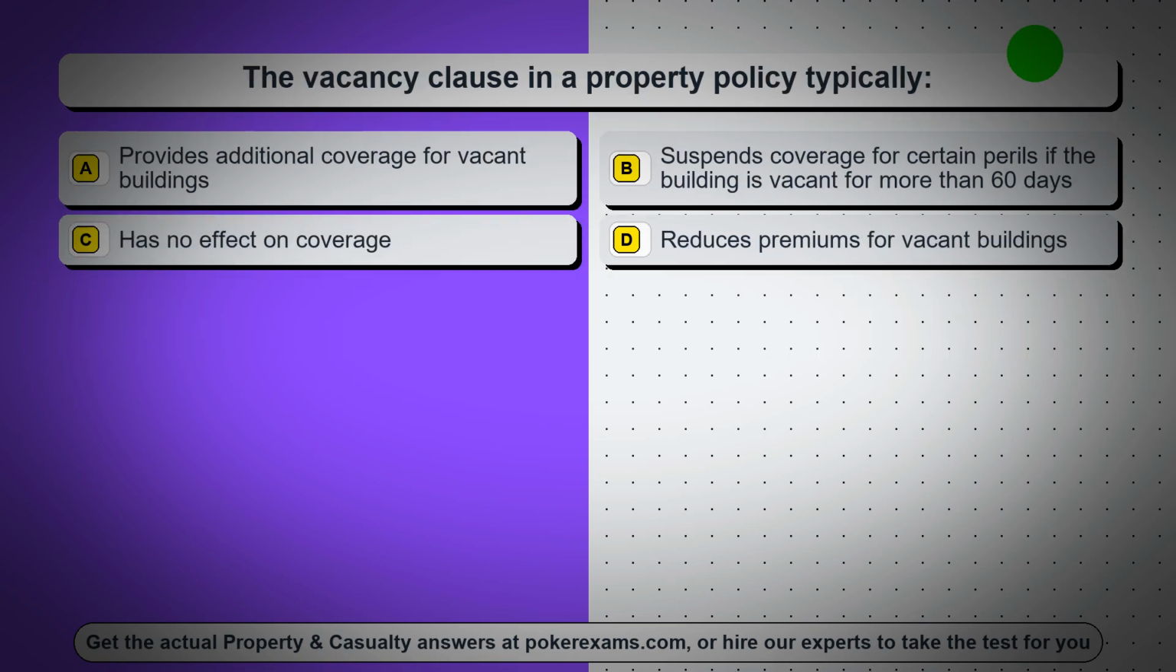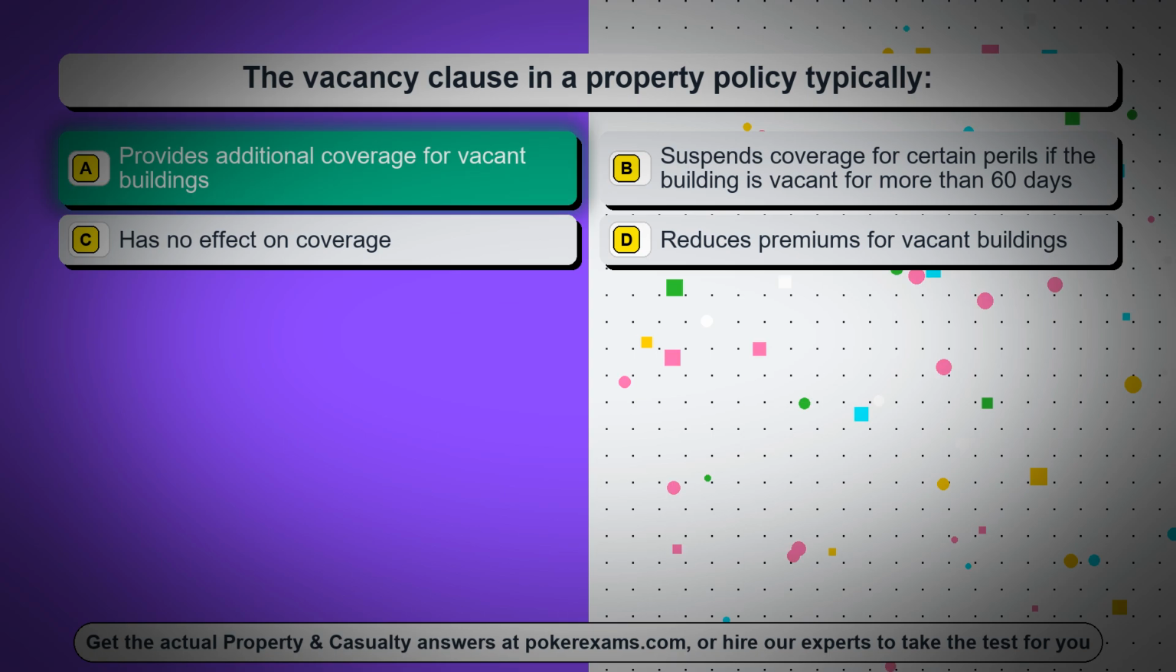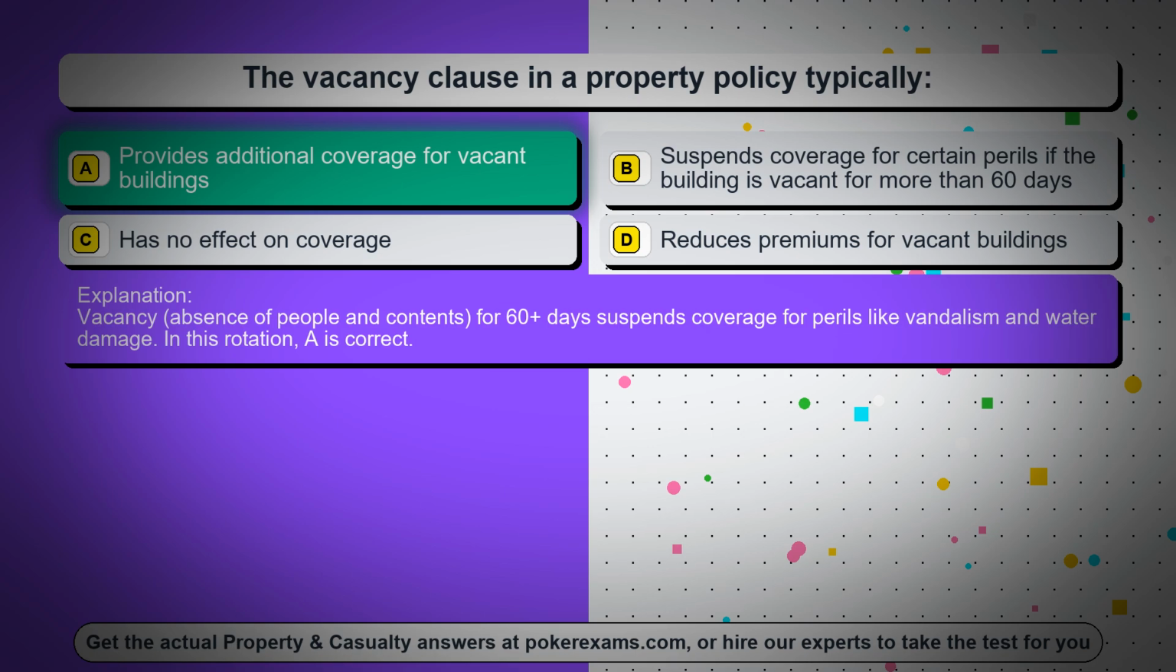Question 24. The vacancy clause in a property policy typically: option A, provides additional coverage for vacant buildings; option B, suspends coverage for certain perils if the building is vacant for more than 60 days; option C, has no effect on coverage; option D, reduces premiums for vacant buildings. The correct answer is option A, provides additional coverage for vacant buildings. Vacancy, absence of people and contents, for 60+ days suspends coverage for perils like vandalism and water damage. In this rotation, A is correct.